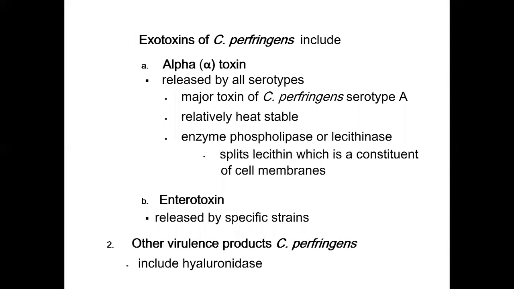So there are many exotoxins. Among them, there is one called alpha toxin. It is released by all serotypes of Clostridium perfringens, and it is a major toxin released by Clostridium perfringens serotype A. It is an enzyme, phospholipase C, but it is relatively heat stable. It's not damaged by heat as fast as other enzymes. And its main action is that it splits lecithin, which is a constituent of the cell membrane.